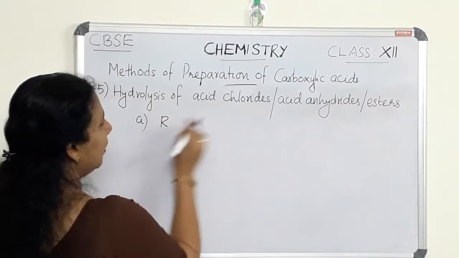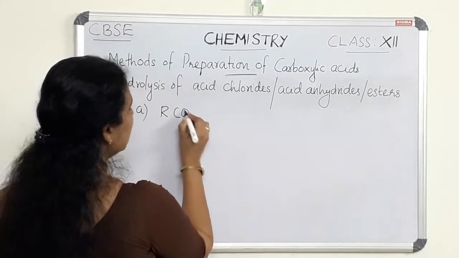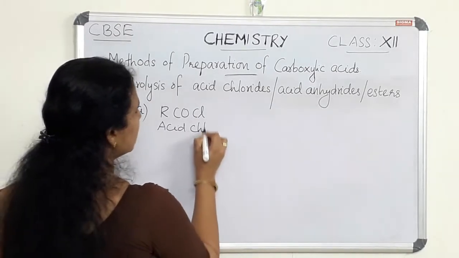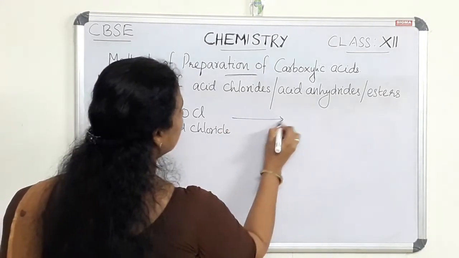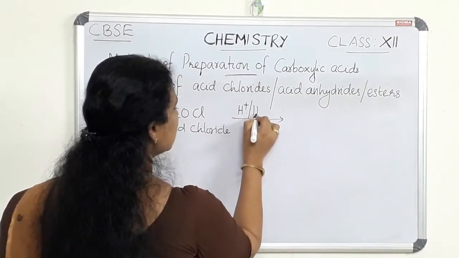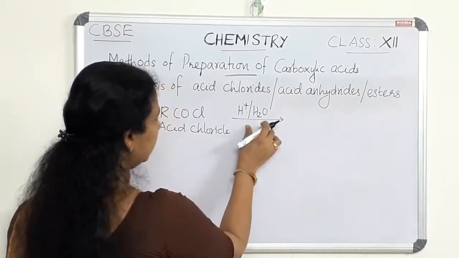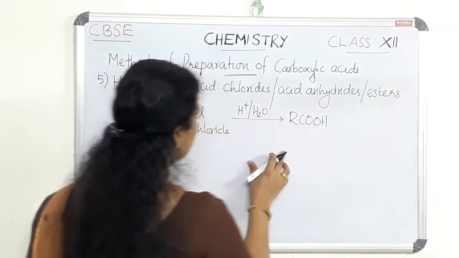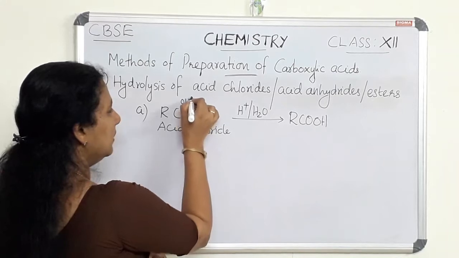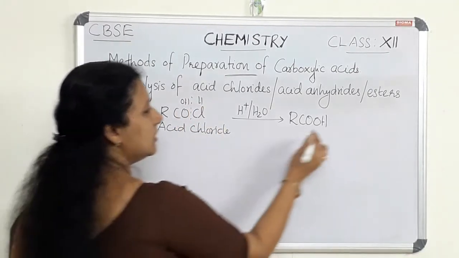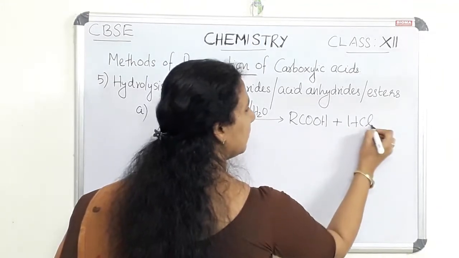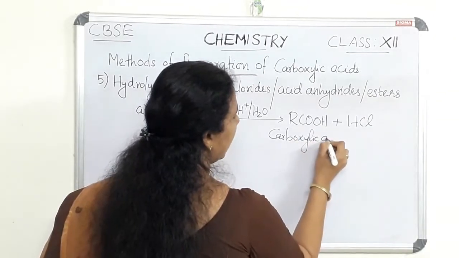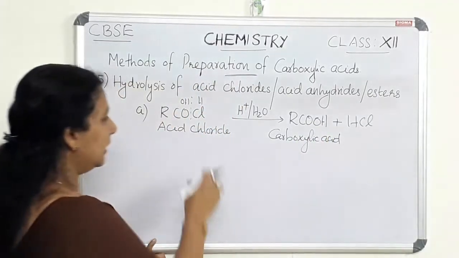The general formula of acid chloride is RCOCl. So when acid chloride undergoes acid hydrolysis, H plus H2O, it gives RCOOH as the main product. Here OH will be attached here and H will be attached here. So HCl will be the byproduct. So the carboxylic acid is the main product in this case.